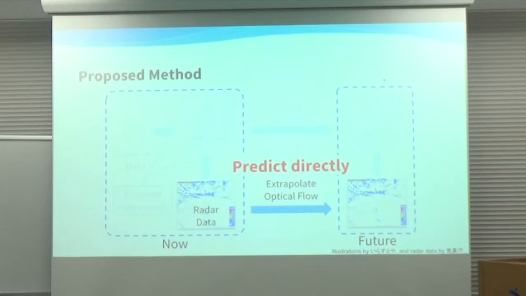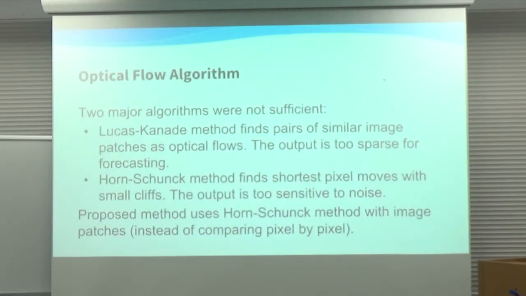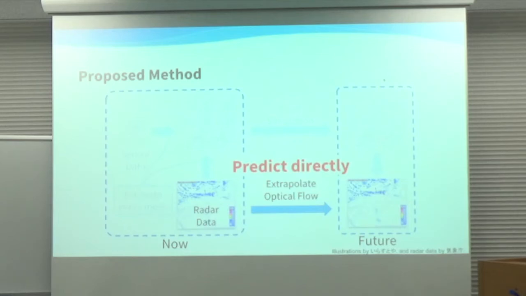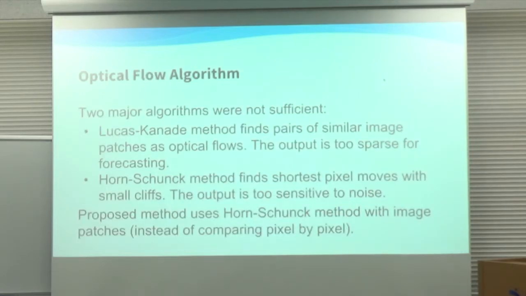And simply, it calculates the optical flow from the current and past radar images, and it just extrapolates the optical flow and makes it a prediction. The optical flow algorithm that I used was somewhat different from the major algorithms.